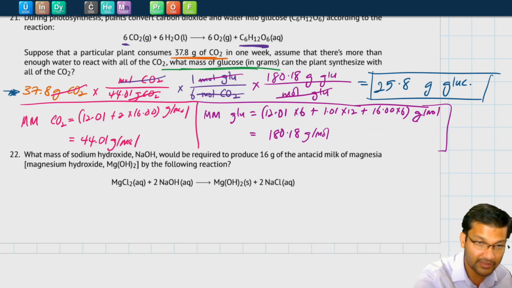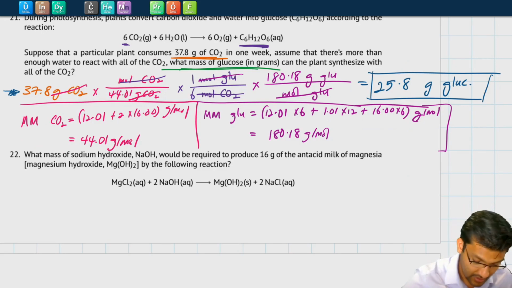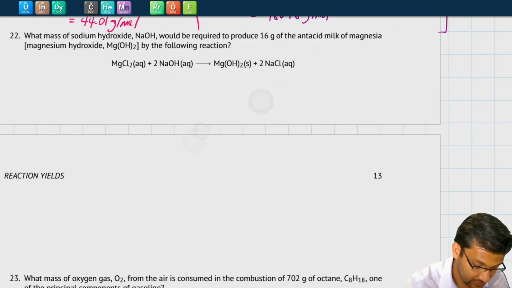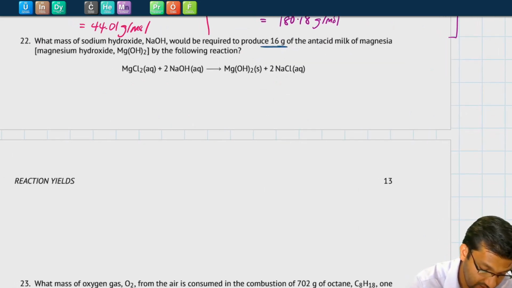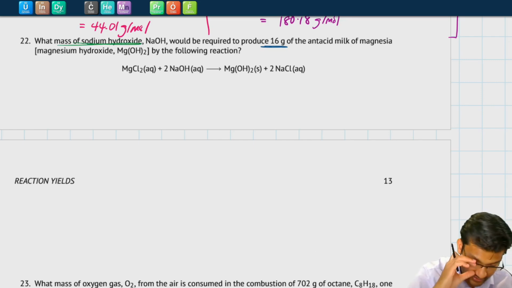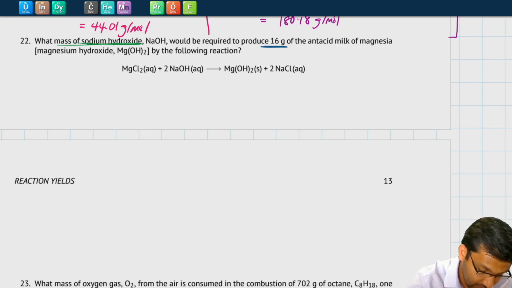Okay, let's take a look at number 22 now. Number 22, similar equation. They've already balanced it for us. And again, we're starting with grams of milk of magnesia, which is magnesium hydroxide, and they're asking us for the mass of sodium hydroxide that gets used up with it. So let's figure that out. We start with 16 grams of Mg(OH)2.